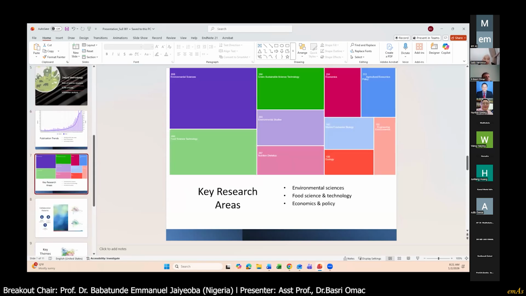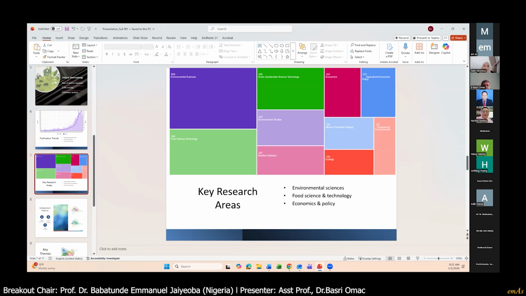We are also looking at the Web of Science categories. The distribution of research areas reveals that publication activity is highly concentrated within a few dominant fields. Environmental science accounts for the largest share of publications, followed by food science and technology, and green and sustainable science and technology was the third subject area. Additionally, environmental studies and nutrition and dietetics are other trends we can observe in this study.